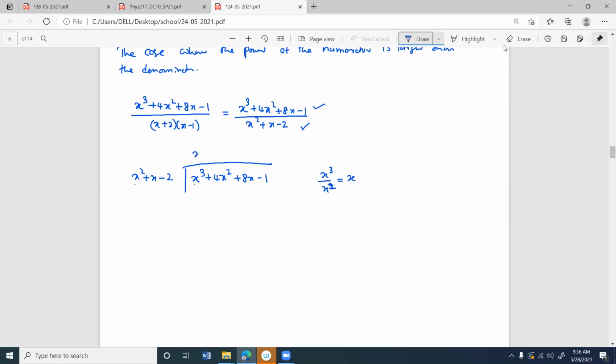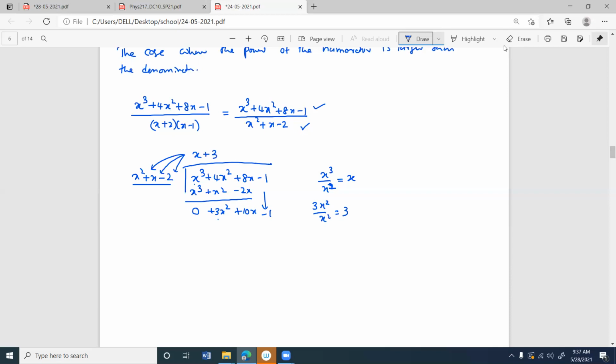Then write it here. Then multiply this entire expression by x. X into x squared is x cubed. X into x is plus x squared. X into minus 2 is minus 2x. Then subtract it. Then this is 0. This is 3x squared plus 10x. Then bring the next term down, minus 1. Now check the first term to the first term. How many x squared terms are there in 3x squared? It's 3. Then plus 3.